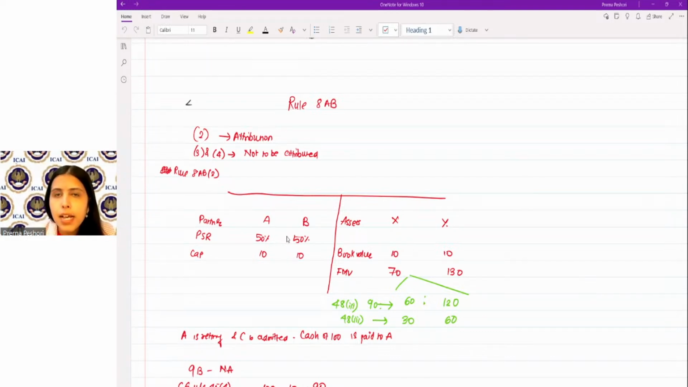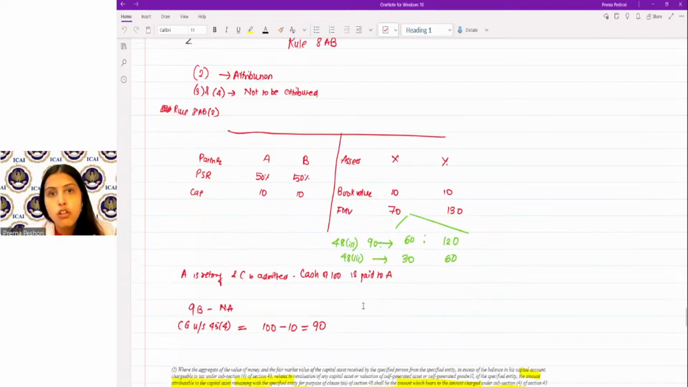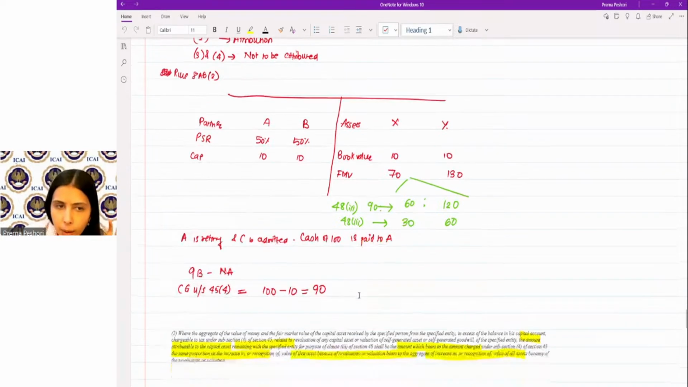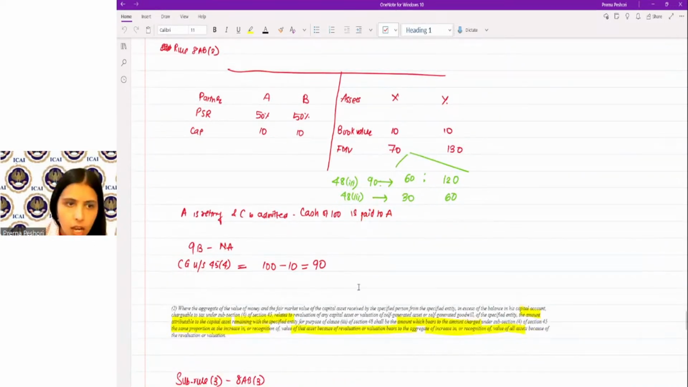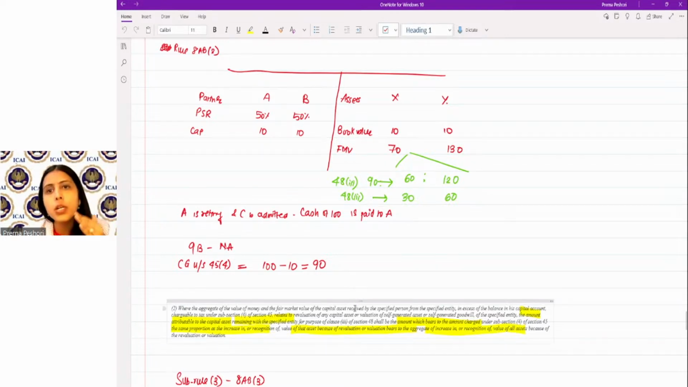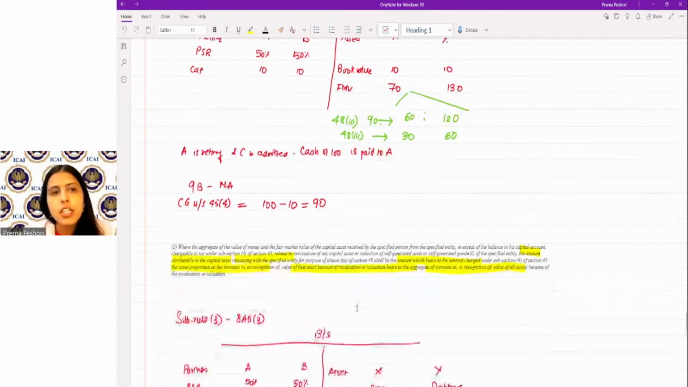But when there are multiple assets, then how do you attribute it? So you attribute on the basis of the revaluation in that particular asset. So let's say there are two assets, X and Y, and both are revalued. And now the retiring partner is paid cash. Now the amount which is taxable under 9B is nil. The amount under 45(4) was 90. Now this 90 would be attributed between the two assets, 60, which is the revaluation in X, and 120, which is the revaluation in Y. So 48(3) will be allocated or attributed between the two assets in this particular proportion.